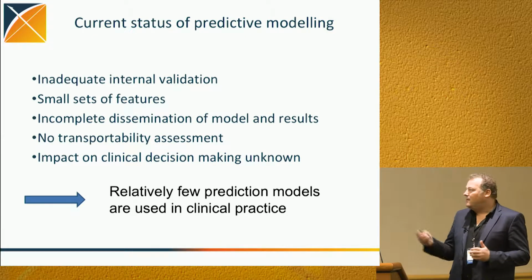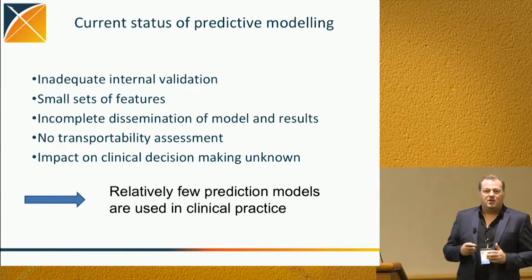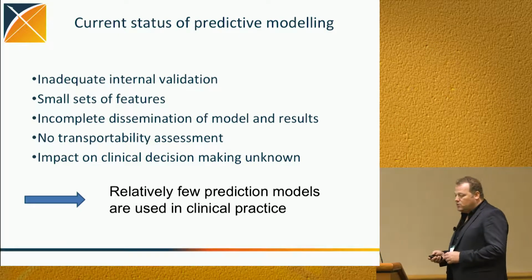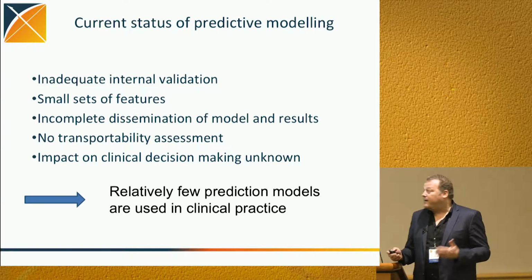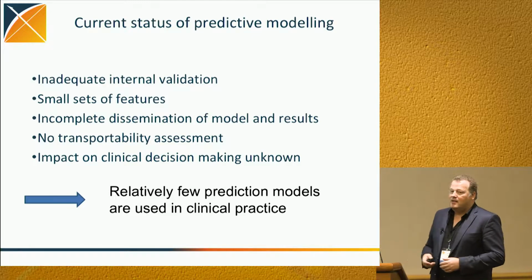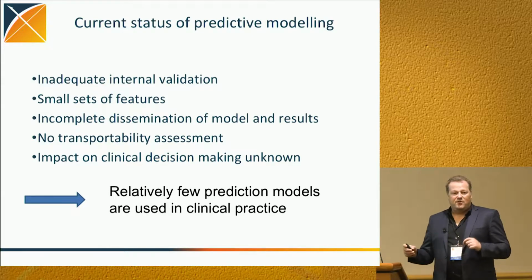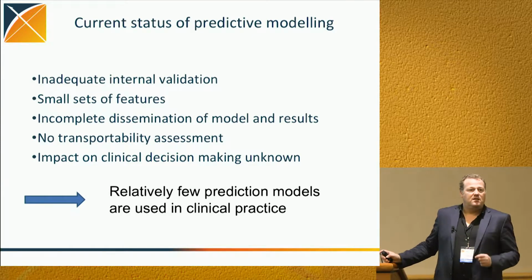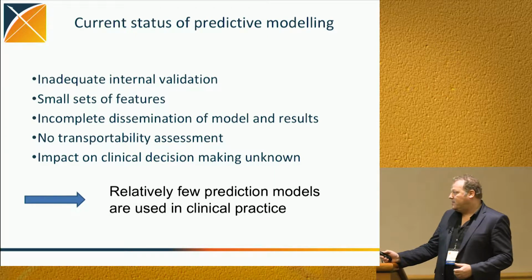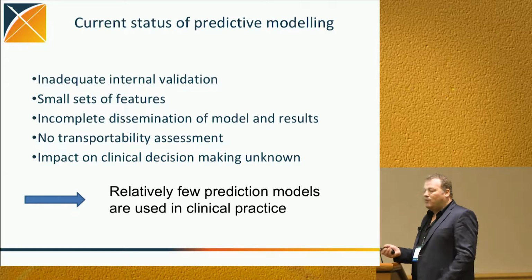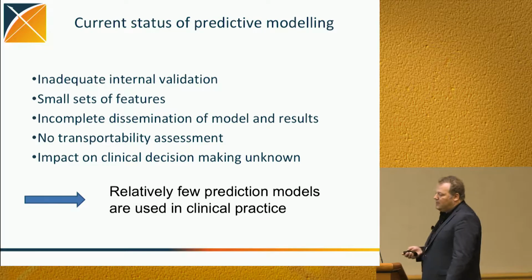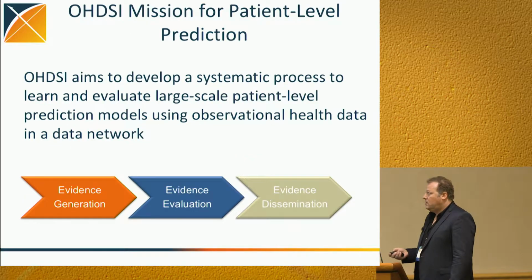And I think in OHDSI we can really improve in that area because we standardized the whole pipeline and we built nice tools and also nice result sets that are all standardized. Transportability assessment, impact on clinical decision making is a very interesting research area still. How do we assess what the effect is of the model in clinical practice? And there are not many studies there. That means that few of these prediction models really end up in clinical practice, and I think that's something we need to improve on.